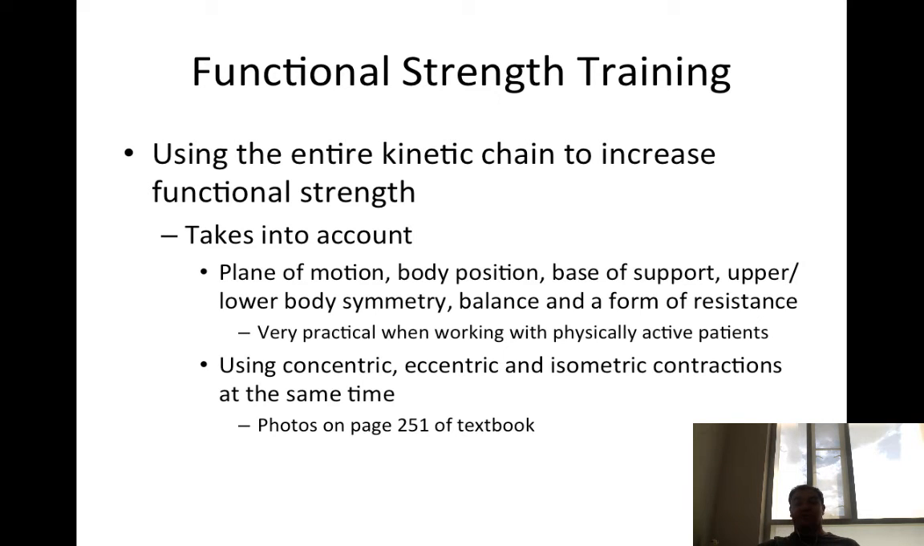With functional strength training, this is using the entire kinetic chain to increase functional strength. This is the good stuff, right? This takes into account plane of motion, body position, base of support, upper and lower body symmetry, balance, and form of resistance. Very practical in working with physically active patients. This uses concentric, eccentric, even isometric contractions at the same time. So on page 251 of your textbook, there are a bunch of photos. I actually deleted them out of here when I downloaded it because I didn't like the formatting.